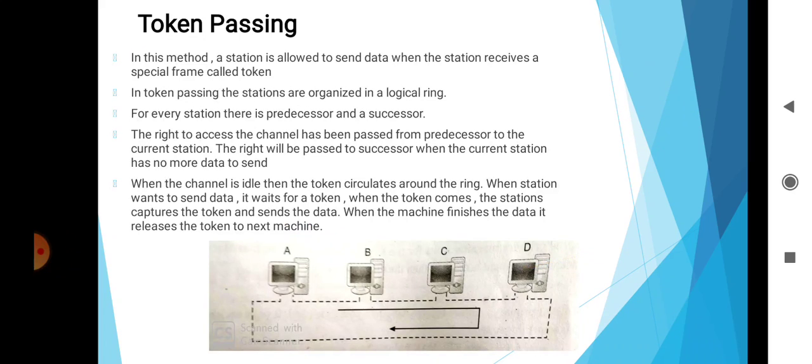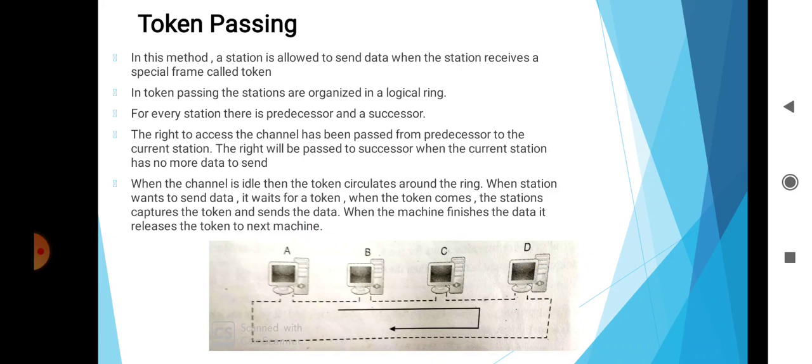Then token passing. In this method, a station is allowed to send data when the station receives a special frame called the token. In token passing, the stations are organized in a logical ring. For every station, there is a predecessor and a successor.